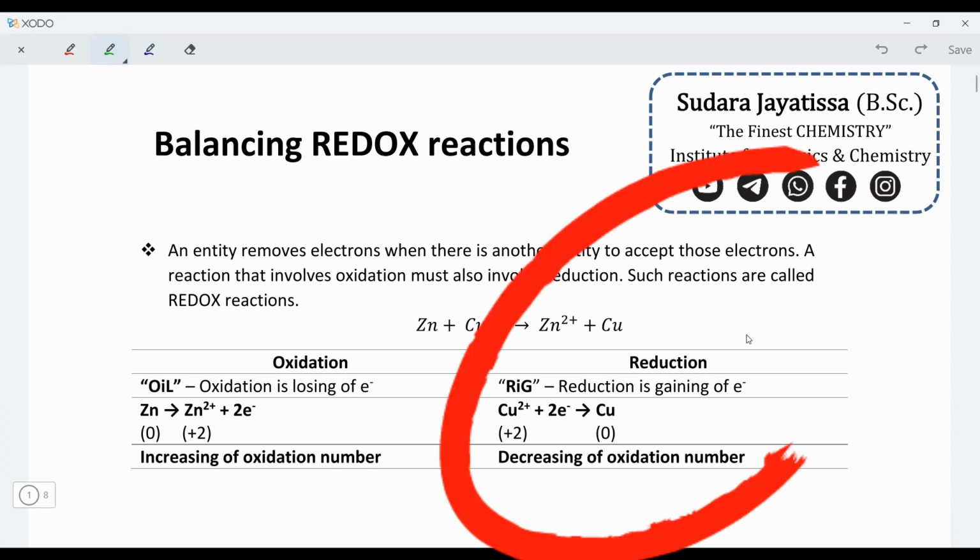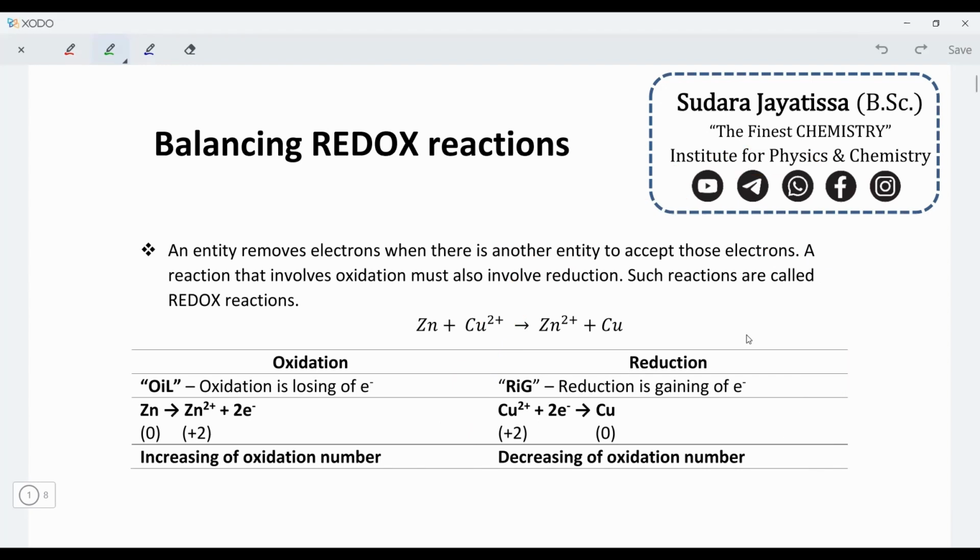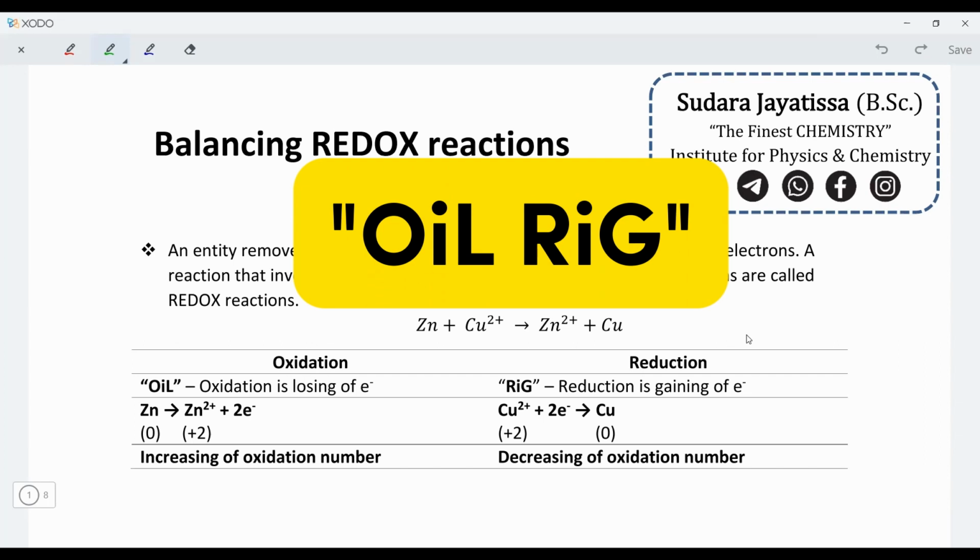In the same way, you can think about copper 2 plus also. After taking 2 electrons, the copper 2 plus ion becomes copper metal, right? So in these two half reactions, one reaction is losing electrons and the other one is gaining those electrons. That's why the mnemonic OIL RIG comes. Oxidation is losing electrons and reduction is gaining electrons.